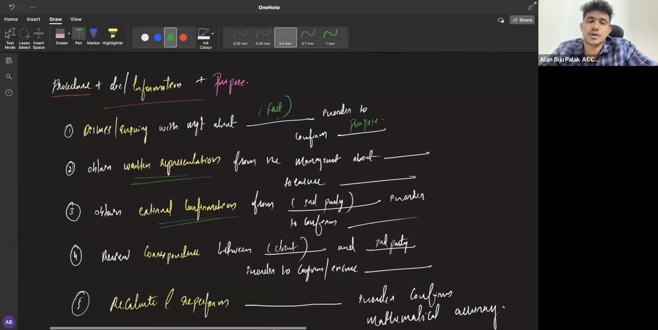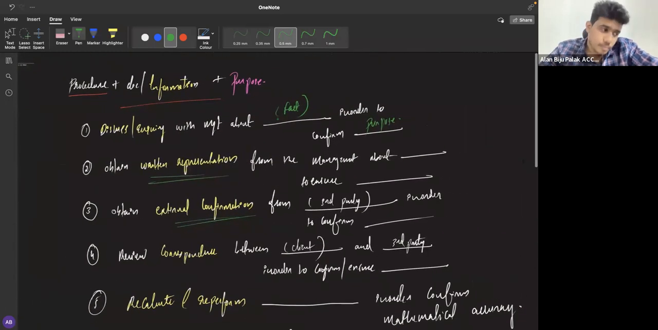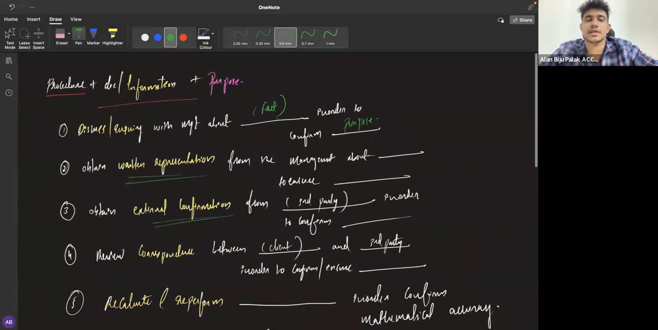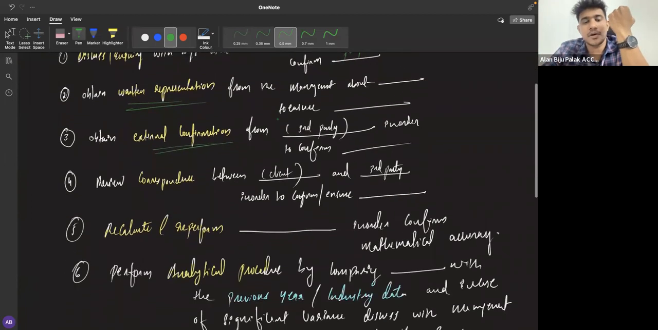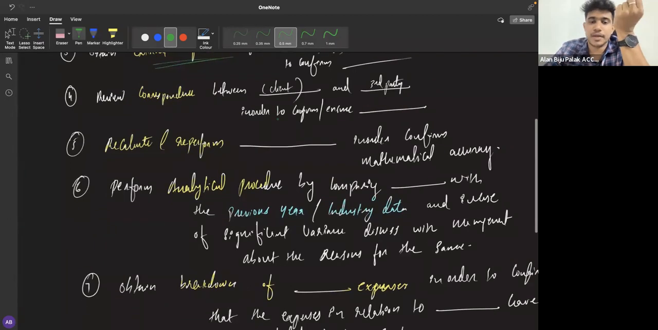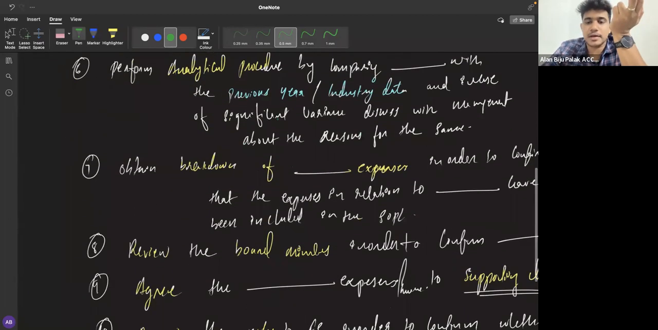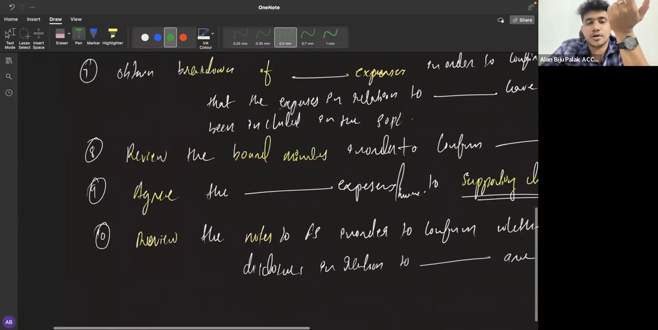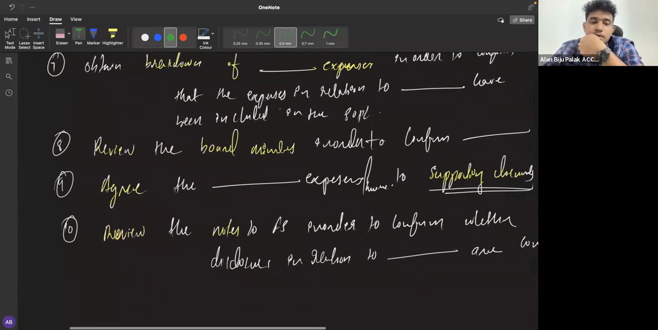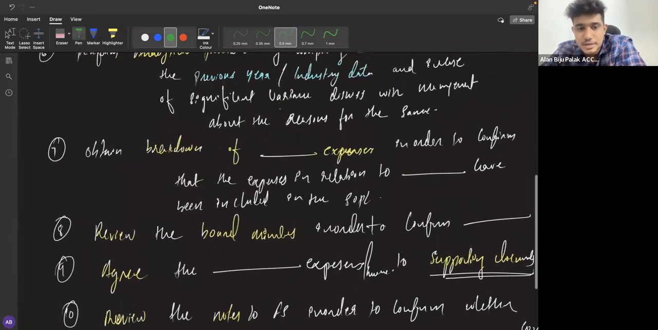Ab ee 10 points orthuka, you can remember these points to write any substantive procedure relating to the scenario specific points. Appo onnu koodi parayam, what all substantive procedures we write: discuss with the management, then obtaining written representation, consider getting external confirmation, reviewing correspondence, recalculating or reperforming some transactions, performing analytical procedures, obtaining the breakdown of expenses, reviewing board minutes, agreeing the transaction to the supporting documents, and reviewing notes to financial statements.